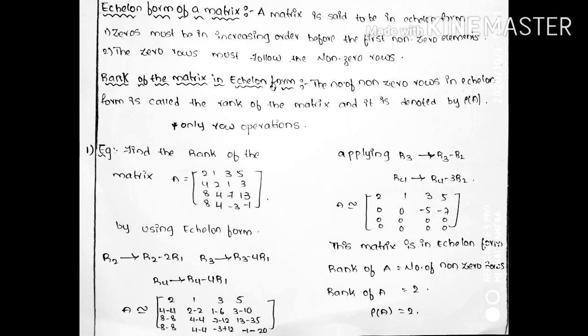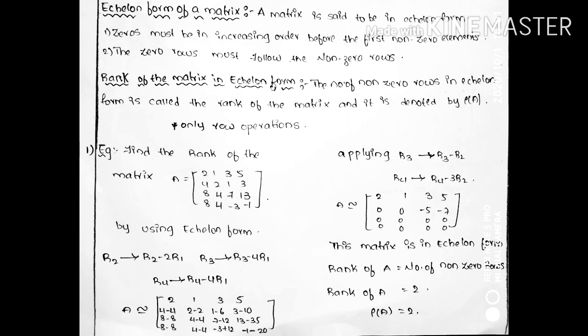Now the first problem, find the rank of the matrix. Matrix A is 2, 1, 3, 5 first row, 4, 2, 1, 3 second row, 8, 4, 7, 13 third row, 8, 4, minus 3, minus 1 is fourth row. Now this matrix we have to find the rank by using the echelon form.